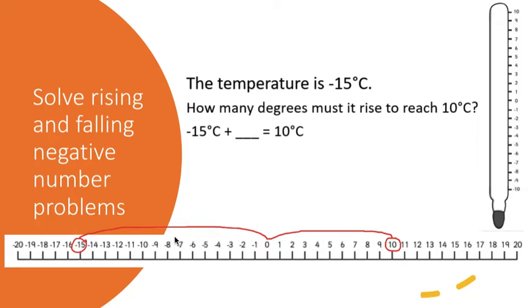Okay, so we're on minus 15, counted on 25 to get us to 10 degrees C. So we know that the temperature has risen or must rise by 25 degrees C to get all the way to 10 degrees C.